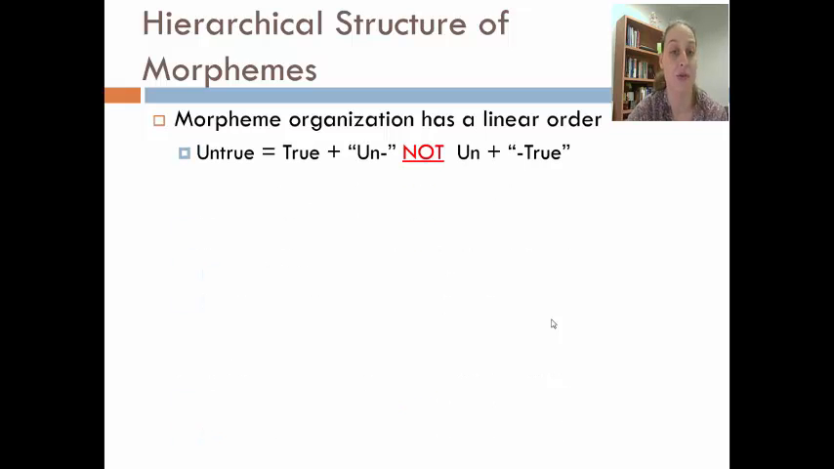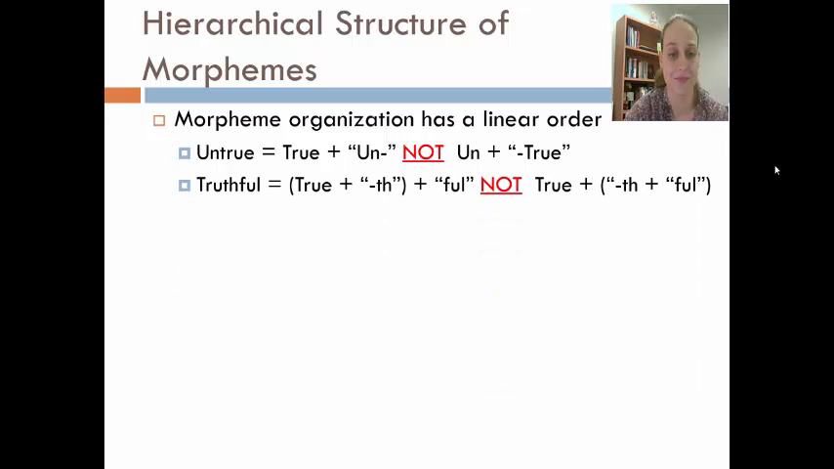Think about the word untrue, and the way in which that word was put together, and the order in which the morphemes were added and attached. We know that we started with true first because true was our root morpheme, and then we added un, not the other way around. So we did not start with un and then add true, right? So this tells us that there is a particular order in which we add morphemes onto complex words.